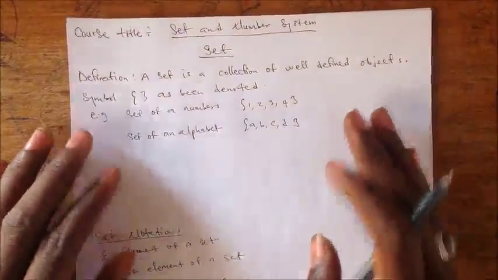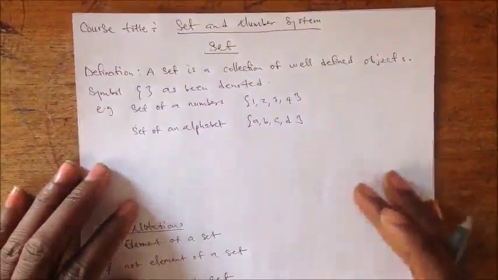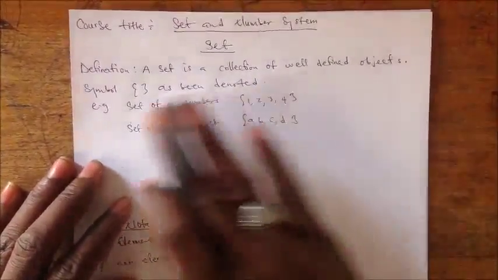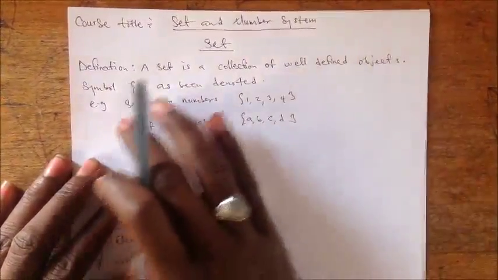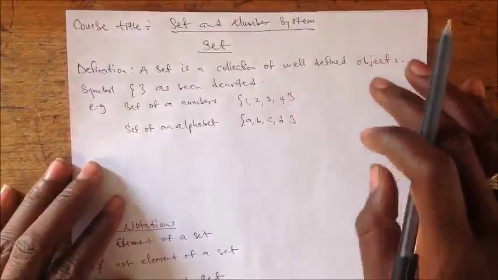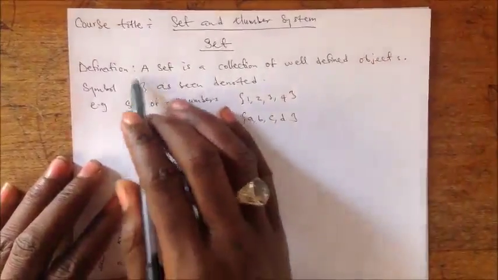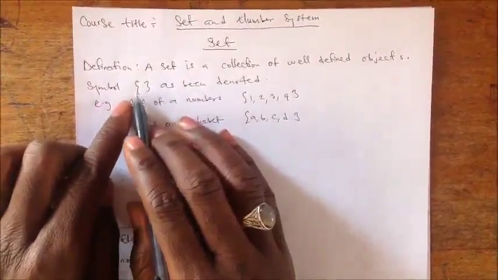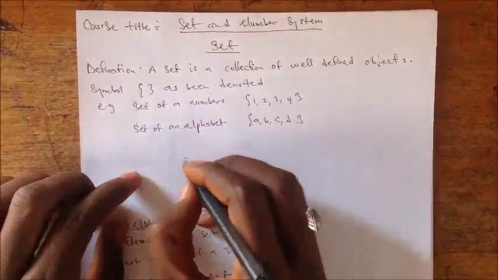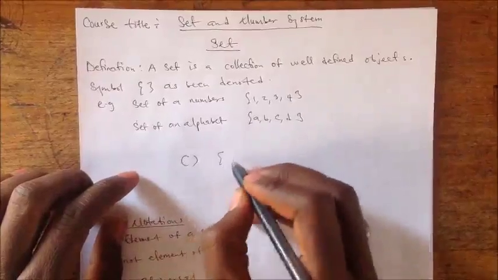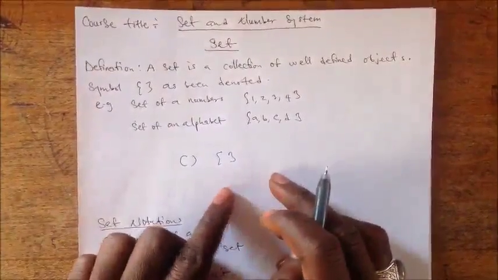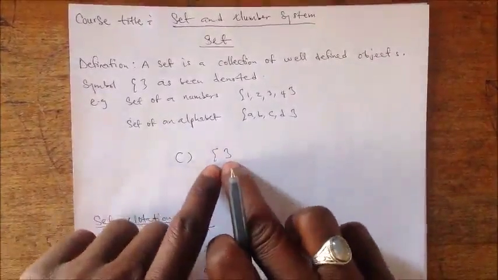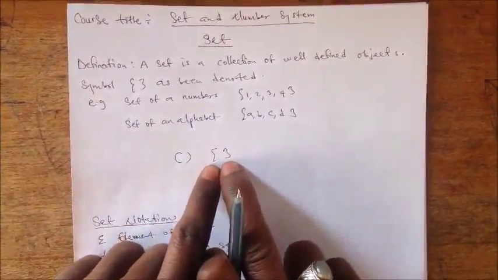First, we have to look at what a set itself is. A set is a collection of well-defined objects. It is symbolically denoted by curly brackets. It's not an ordinary bracket like this. It is a curly bracket that represents a set. Once we see something like this, we know we are talking about a set in mathematics.